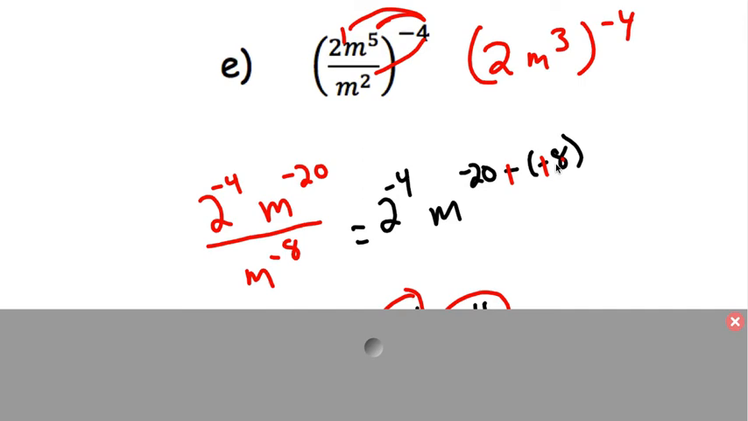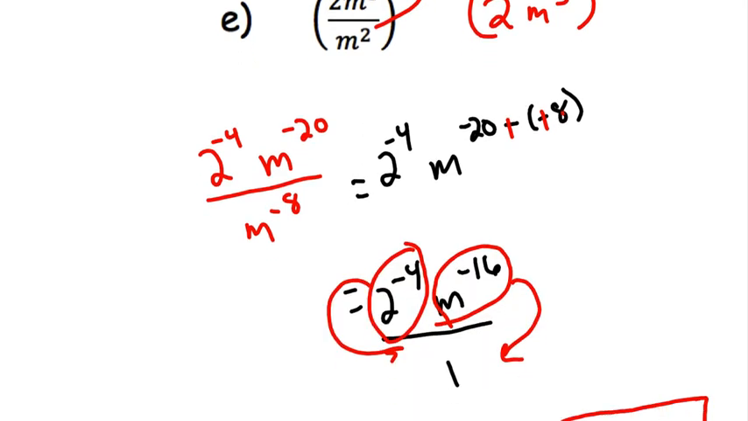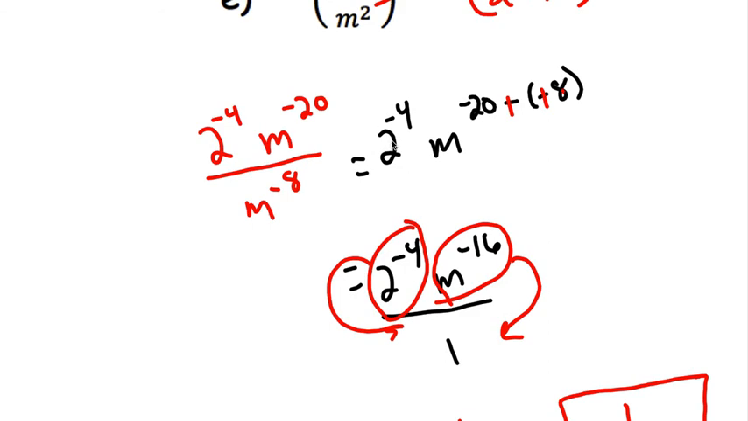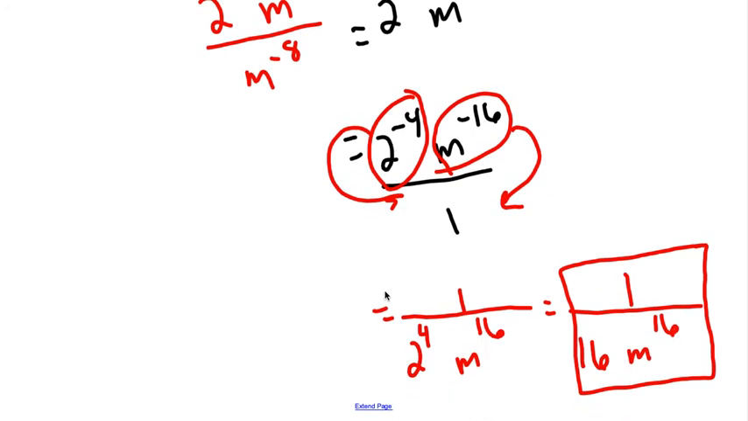So if you had a negative 28 here, that's an error. You should end up with a negative 16, because that's a negative 20 plus 8 after the double negative becomes a positive. But either way, now I have a negative 4 in my exponent. That needs to be moved. I have a negative 16 in my exponent. That needs to be moved. So I can see here I have 1 over 2 to the 4th times m to the 16th. 2 to the 4th is 16, m to the 16th. So here's your final answer for this one.